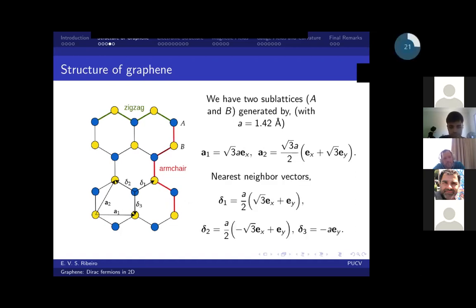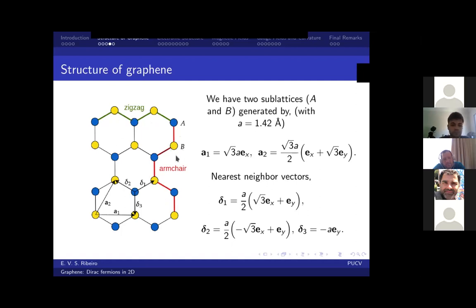Besides that, we have the nearest neighborhood vectors, which are these deltas here. So basically the lattice vector connects with the next atom, which is within the sublattice. And the nearest neighborhood vector connects the atom with the first neighborhood it has, which is always of the other sublattice.